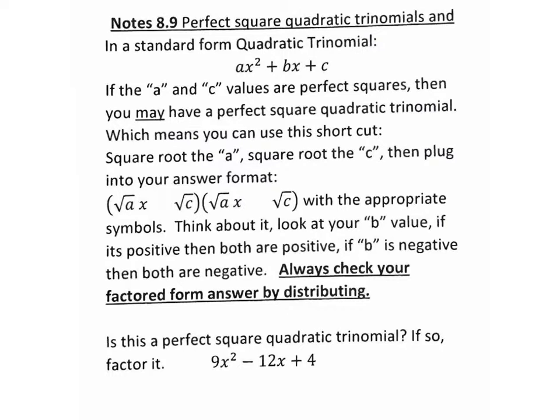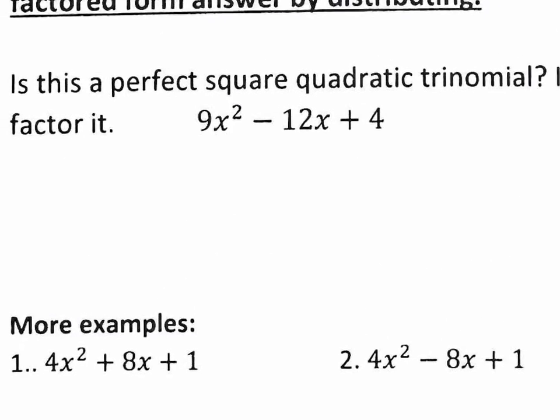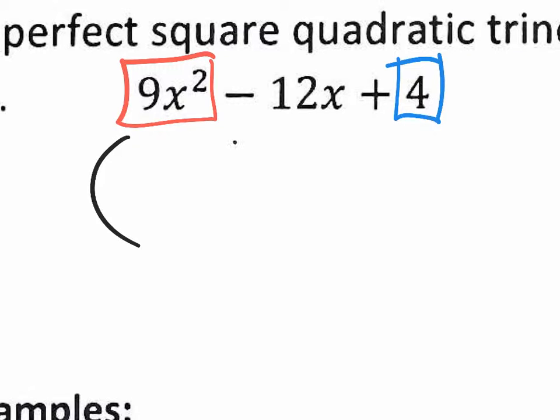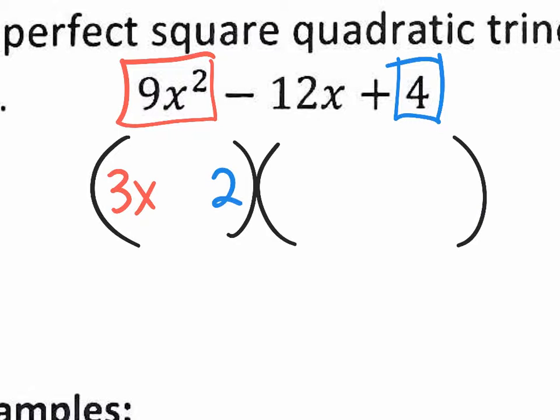So check it out. We have a perfect square quadratic trinomial right here, and we're going to factor it. Now, how do I know it's a perfect square quadratic trinomial? Well, first I identify that I have a perfect square term in the front and a perfect square term in the back. Yay? Now, I'm going to plug it into my answer format, my factored form answer format. I'm going to do the square root of 9x squared. What is the square root of 9x squared? 3x. What's the square root of 4? 2.